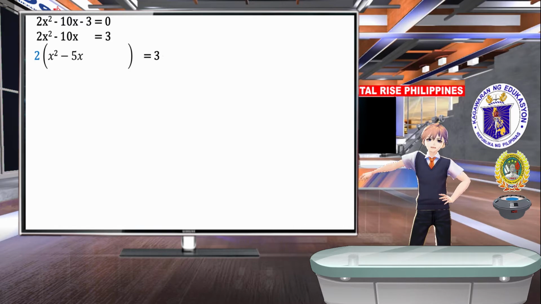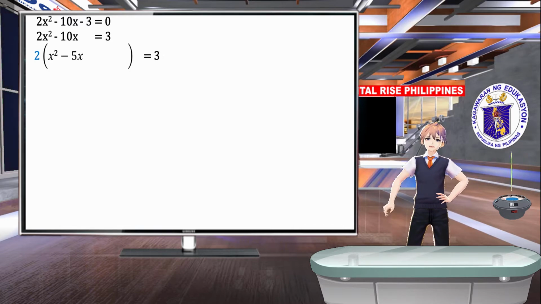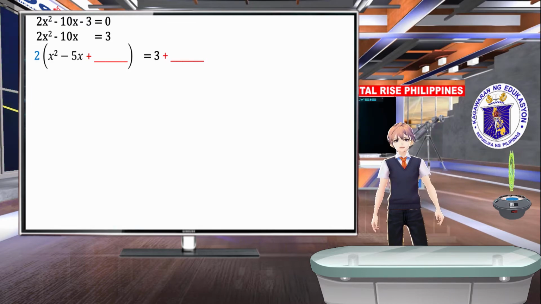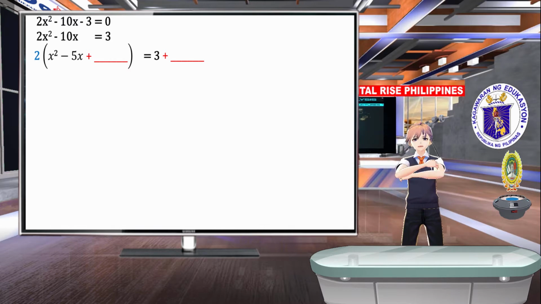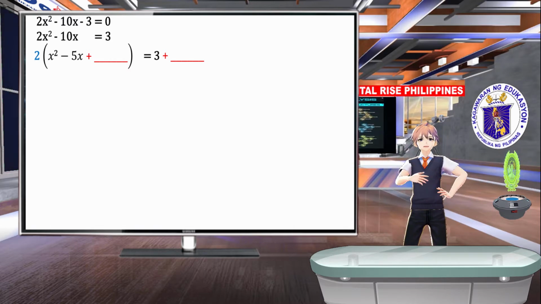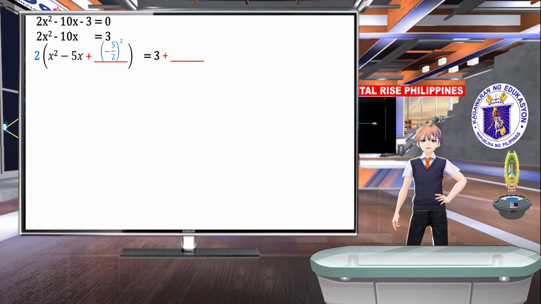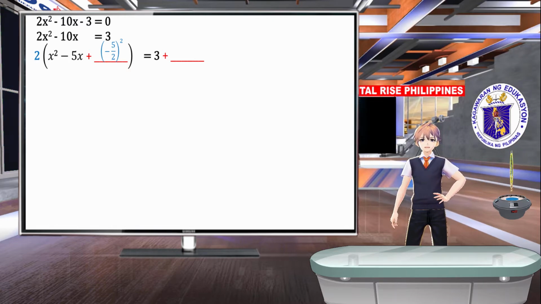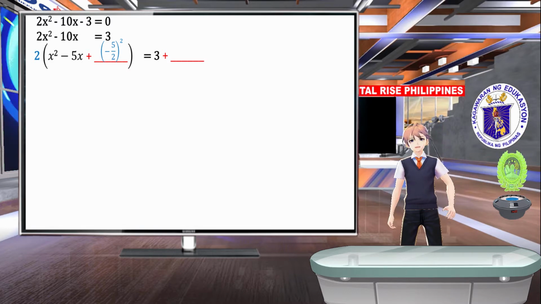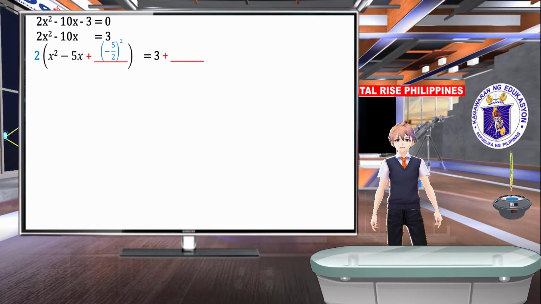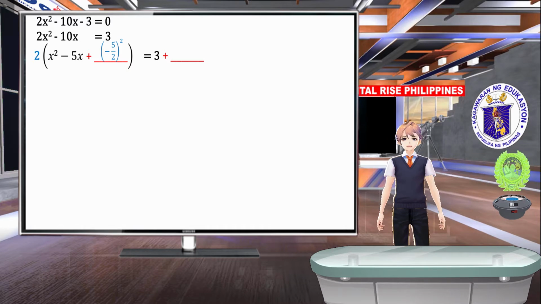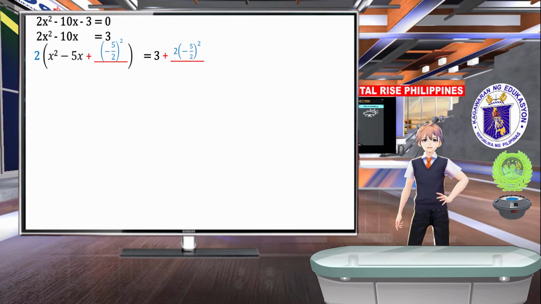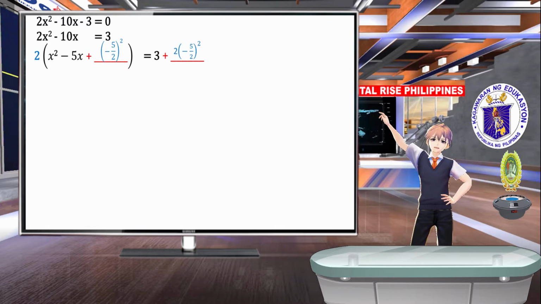The expression inside the parenthesis should be transformed into a perfect square trinomial by completing the square. To do that, we have to divide -5 by 2, square it, then add to the expression. So we must add -5 over 2 squared to the expression inside the parenthesis. To make the equation balance, we have to add an expression on the right side of the equation. In this case, we have to add the expression 2 times the square of -5 over 2 to the right side of the equation.